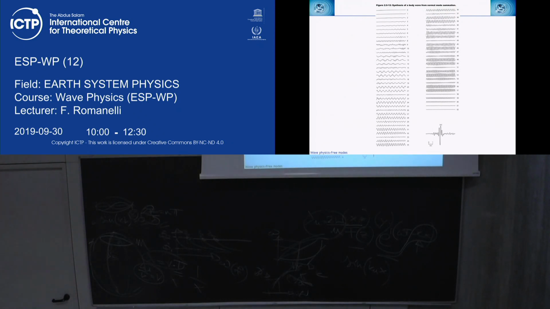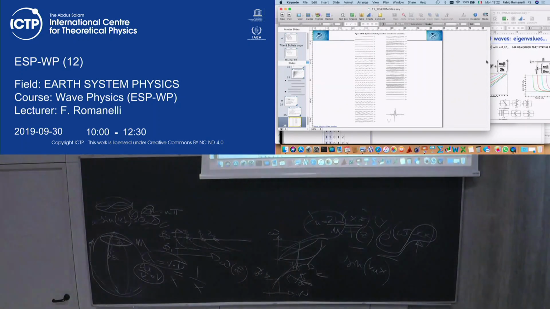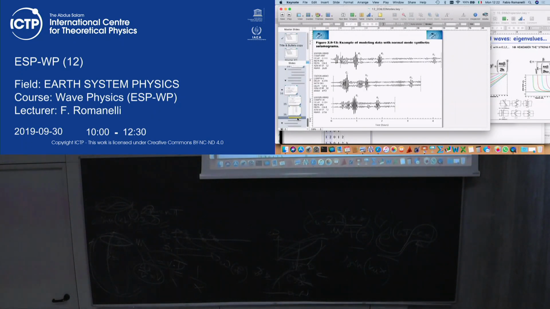Let me conclude with this. If you properly sum the modes of the Earth, you can write progressive waves, like ScS. There is another one here. If you properly sum the modes of the Earth, you can write surface waves, of course. They are surface waves.